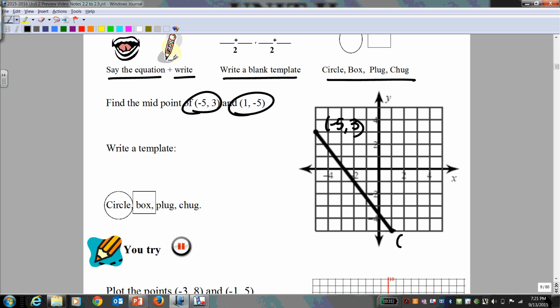I'm going to find the midpoint. The midpoint equation is add the x's, divide by 2, comma, add the y's, divide by 2. Now we're going to write a template. The template looks like this, the blank template for midpoint. There's our template.